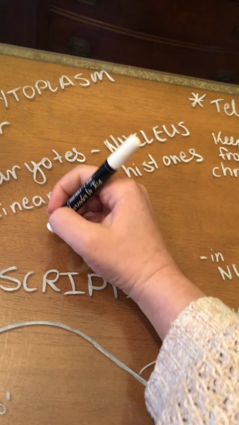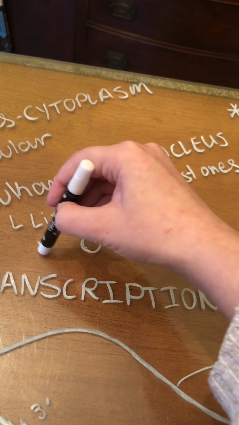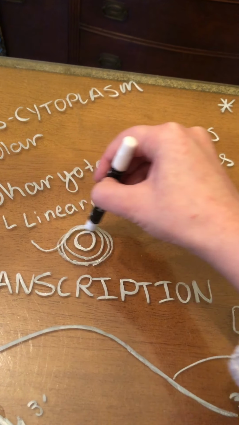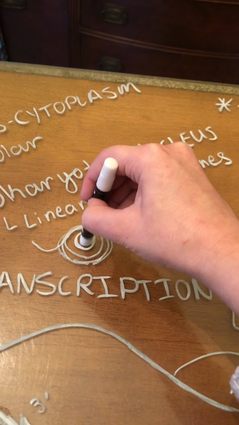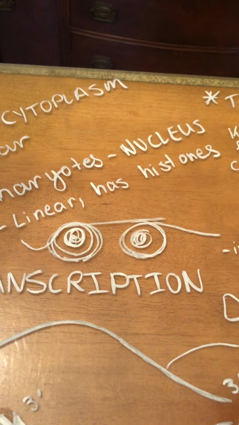And it has proteins called histones. What that looks like is histones exist in the DNA, and DNA wraps around them like a little spool of thread. Here's another histone. Let's color that one in. And DNA gets wrapped around it.